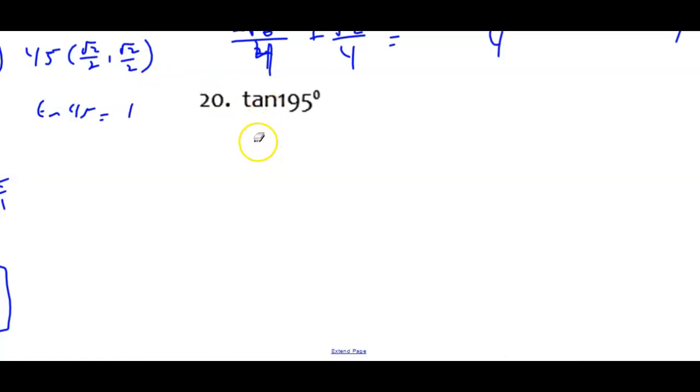Right here, tan of 195. All right, let's think here. How about 135 and 60? All right, 135 and 60. So real quick, tangent of 135.